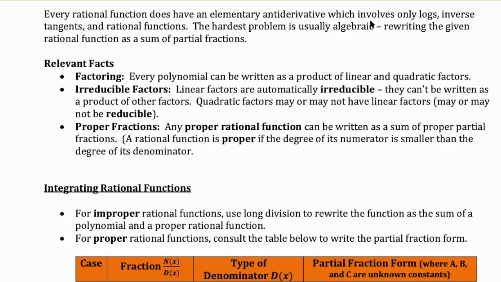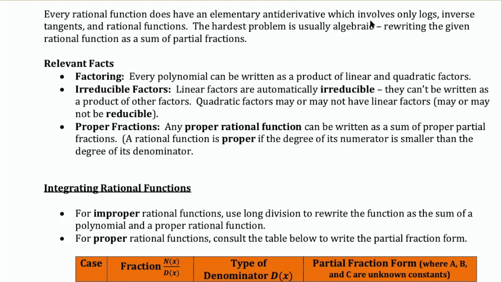But what it boils down to is these 3 facts. Number 1, every polynomial can be written as a product of linear and quadratic factors. Okay, every polynomial. Second fact, linear factors are automatically irreducible. You can't further factor them, in other words, because it's just an x to the first power. If it's a linear factor, you're not going to be able to factor anything out of that.